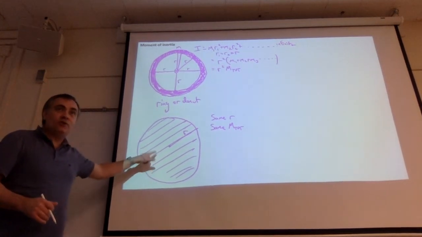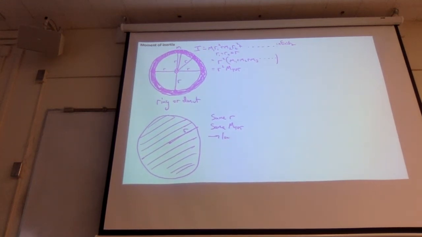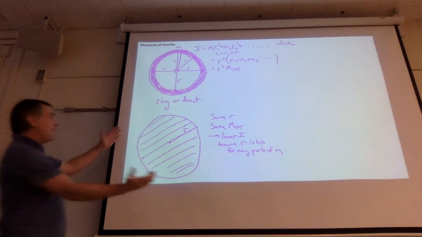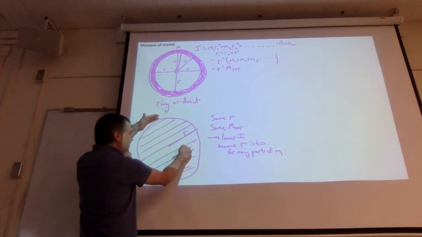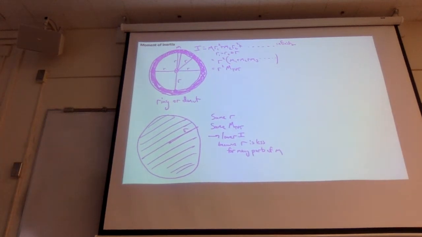This is easier to rotate. This has a lower moment of inertia. So lower I, because R is, we'll say, less for many parts of the mass, okay? The overall size of it hasn't changed, but for many of these little pieces of mass, they are now closer to the center, closer to the axis of rotation.